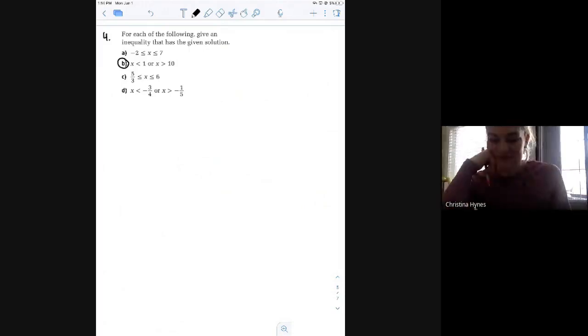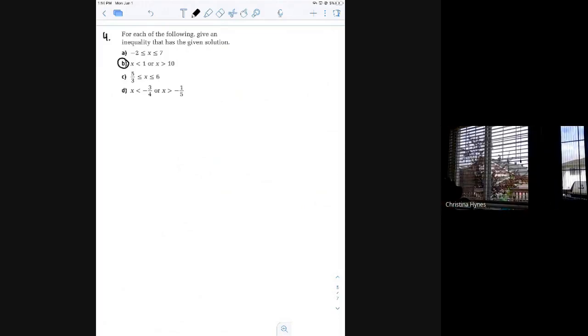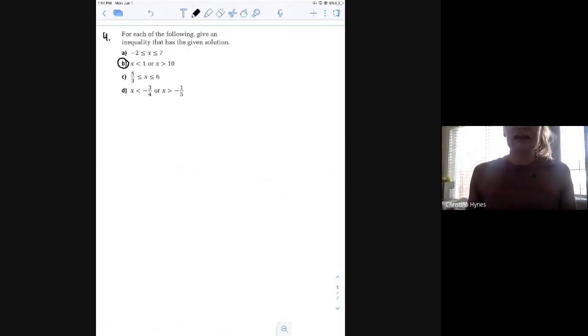Okay, so question number 4 says, for each of the following, give an inequality that has the given solution. I try to pick ones that were similar to the ones in your assignment. So what you're looking for is creating a quadratic that matches the solution.